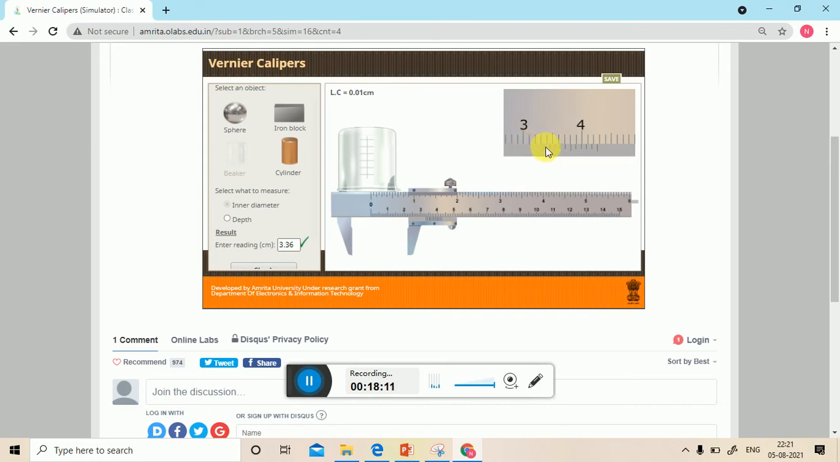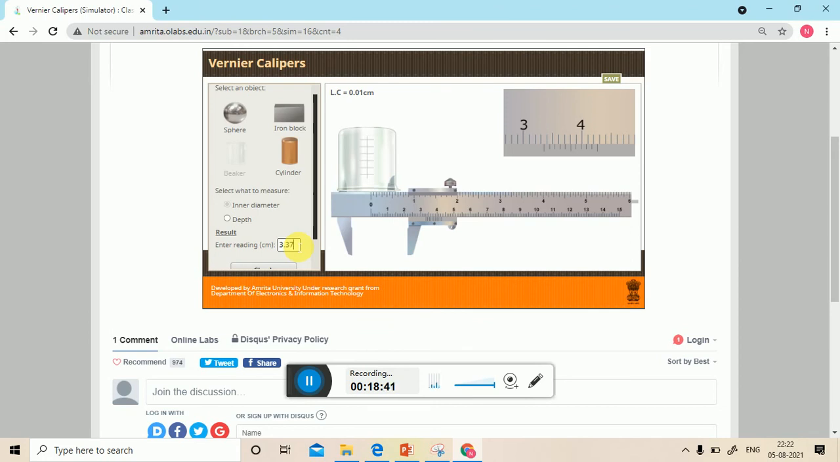Here the 0th line is showing 3.123, third line, 3.3 is the main scale reading, and here is the Vernier coincidence. If you find this Vernier coincidence, you can see any one line which is in contact with the main scale reading. Here I am getting the 5, 6, 7th line, 3.37. Let us check the reading. I tried previously. So 3.37.